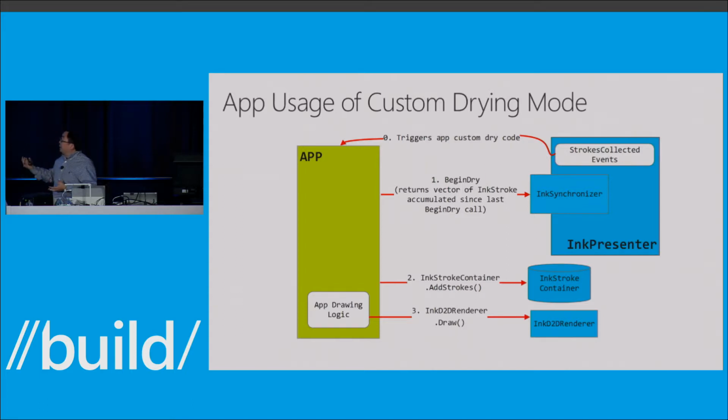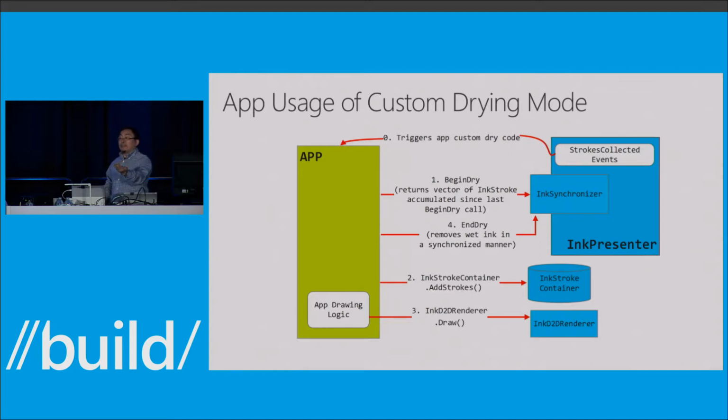You in turn add those ink strokes to your ink stroke container. Then you need to update the app draw logic to call the ink D2D renderer to draw the ink strokes you just collected. Finally, you call end dry to let the platform know you just rendered the dry ink. The platform will do the magic to remove the wet ink synchronously. Again, when we do that, there's no glitch, and from the end user's point of view, they won't notice the difference between wet and dry.